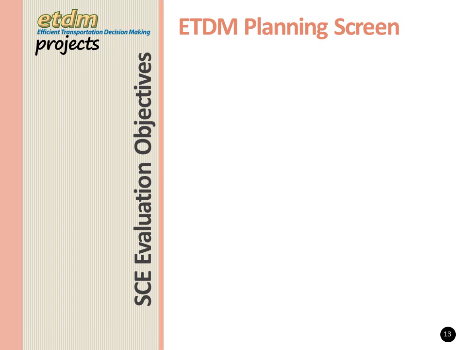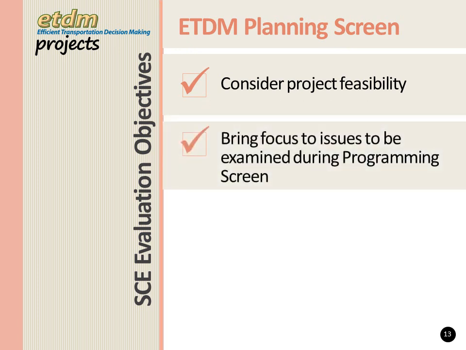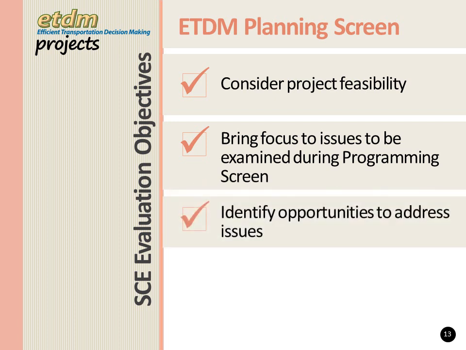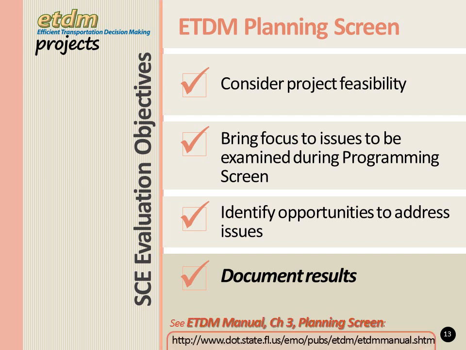ETDM projects undergoing a planning screen are typically being considered for adoption in a long-range transportation plan, although some of these projects may already be included in the long-range plan. In the planning screen, the primary objectives of the SCE evaluation are to consider the feasibility of the project, bring focus to issues that will be examined in more detail later in the programming screen, identify opportunities to address issues, and the objective addressed in this video, to document the results for use in developing the screening summary report. Chapter 3 of the ETDM Manual provides more detail about the planning screen.